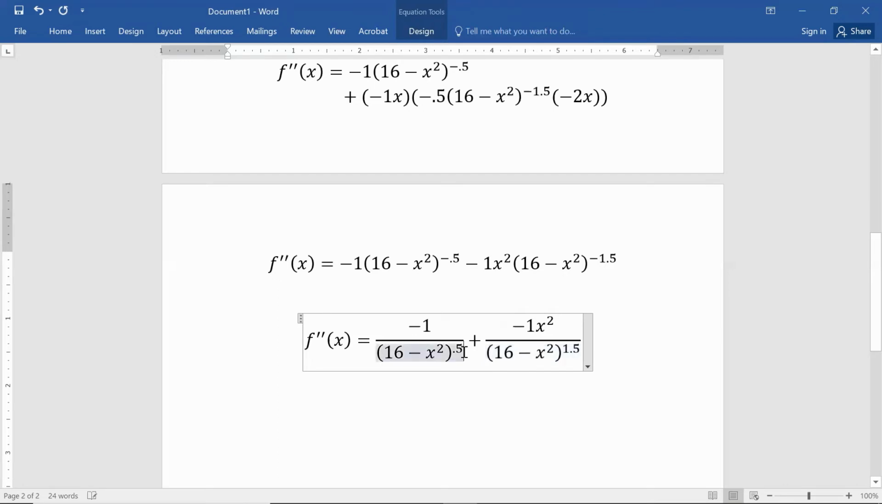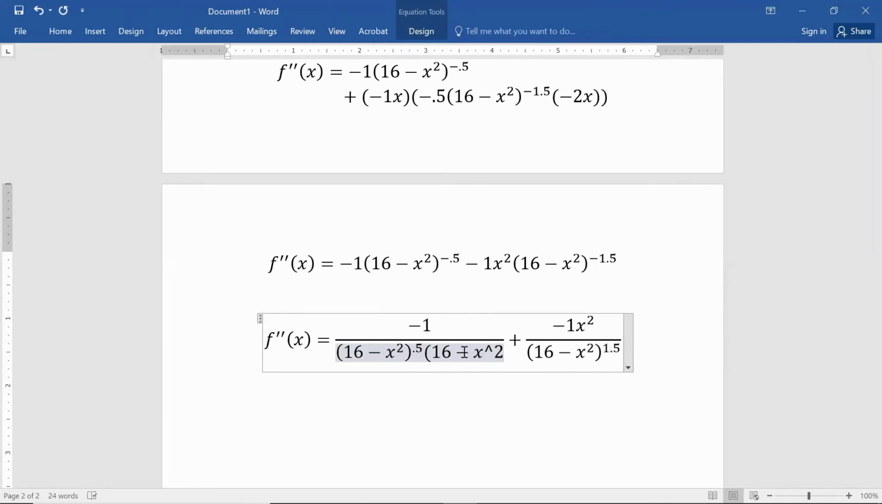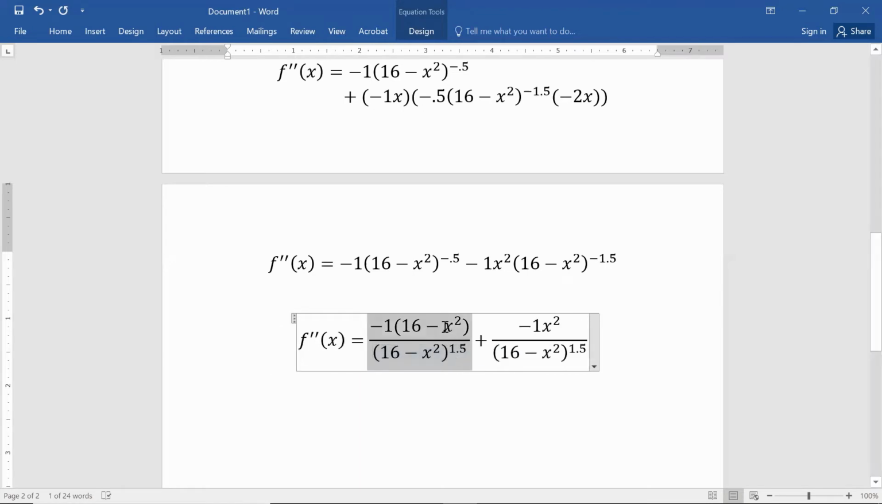If I want to get common denominators, then I need to multiply this by another factor of 16 minus x squared on top and on bottom. Notice that this 16 minus x squared is raised to the first power. So when I do that, 1 plus 0.5 gives me an exponent of 1.5. So multiply by another copy of that. Distribute this minus 1 in. What would that be? That would be minus 16 plus x squared.